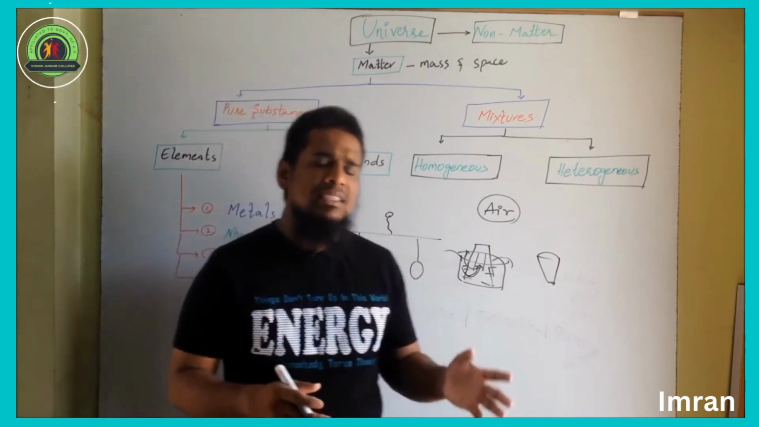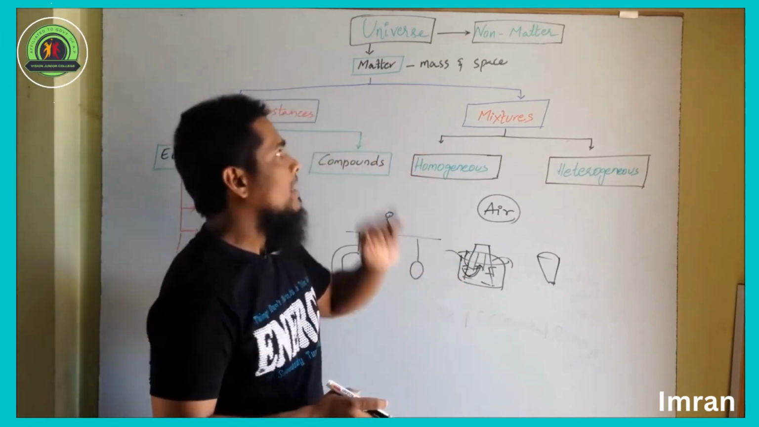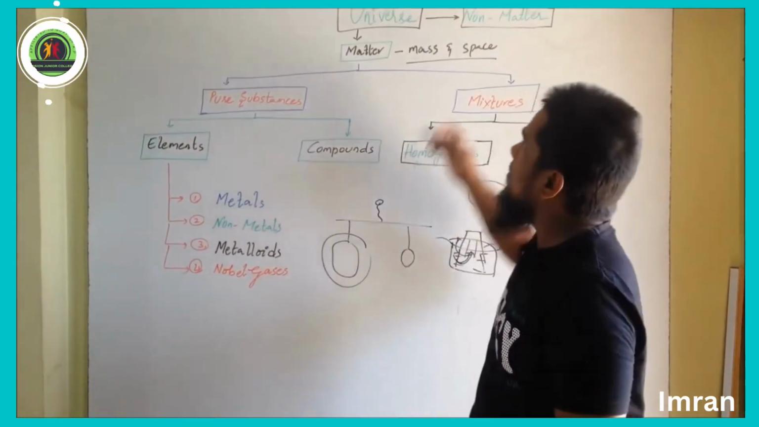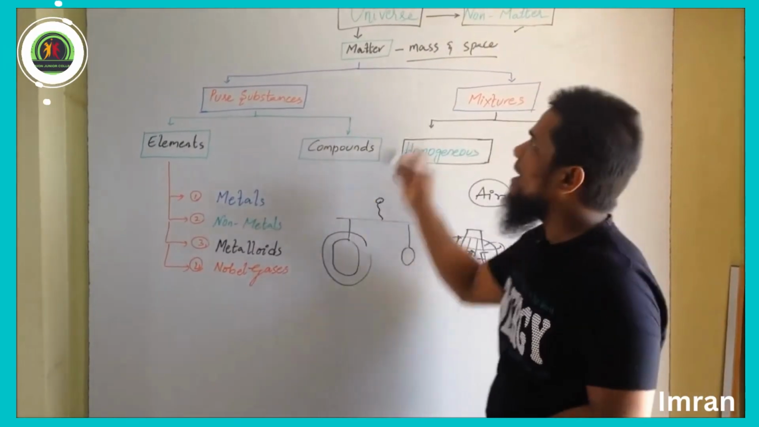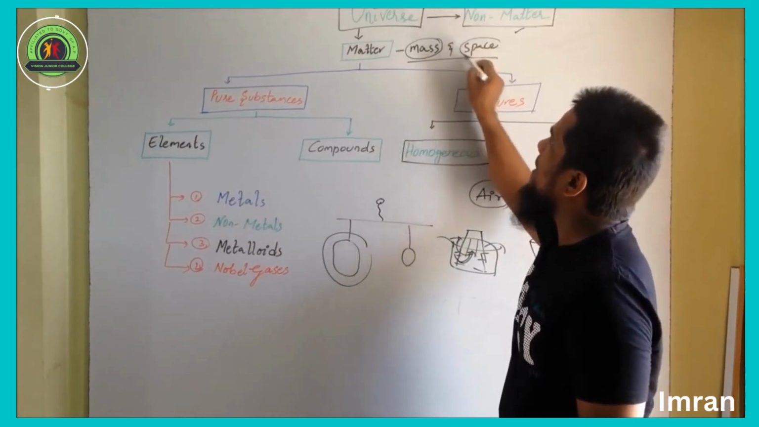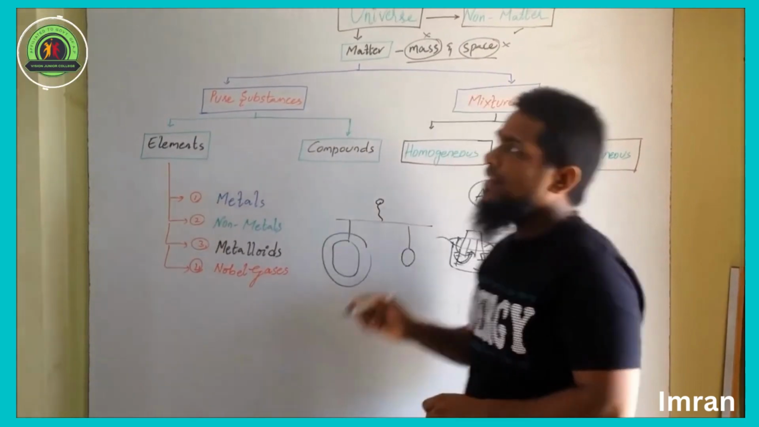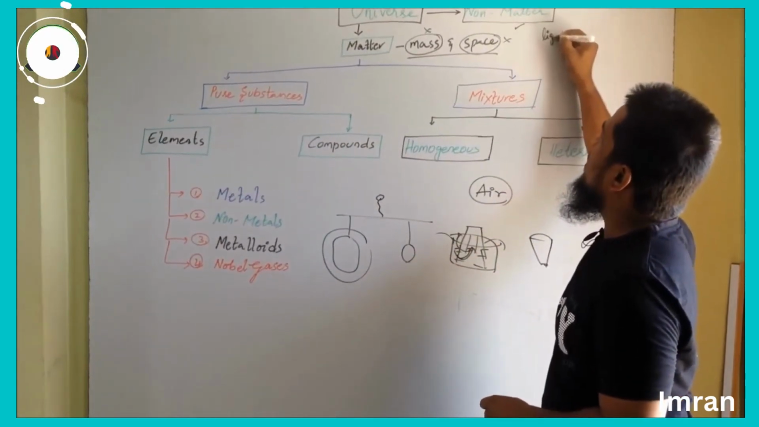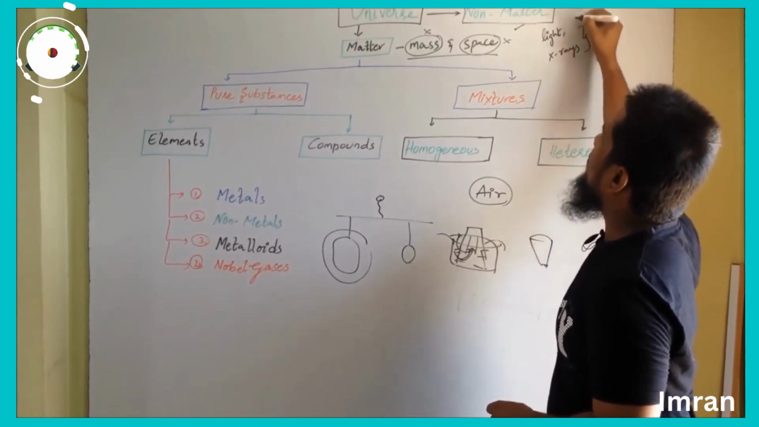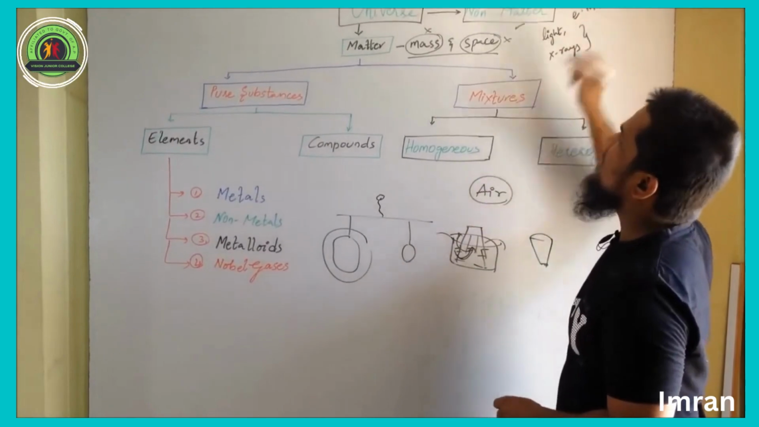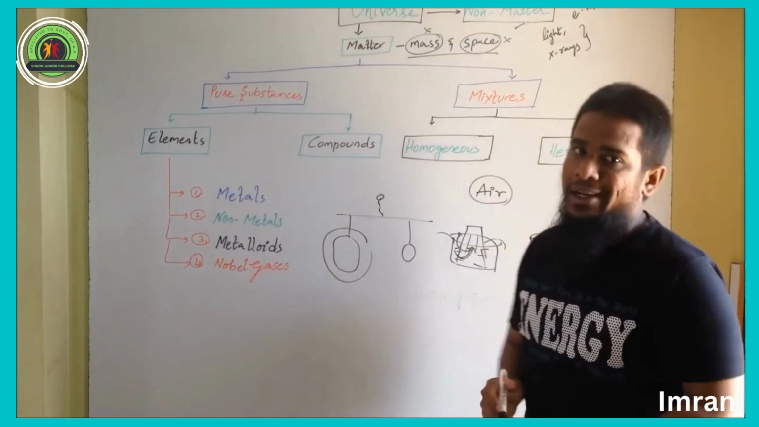So anything which has mass and which occupies space will be called matter. Coming to the second part, the second classification is non-matter. Non-matter is the one which does not have any mass and does not occupy any space. For example, light or X-rays or gamma rays, any type of electromagnetic radiation, they all come under non-matter, as they don't have any mass and they don't occupy any space.